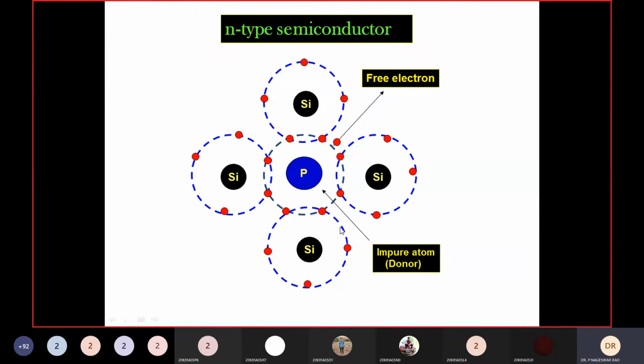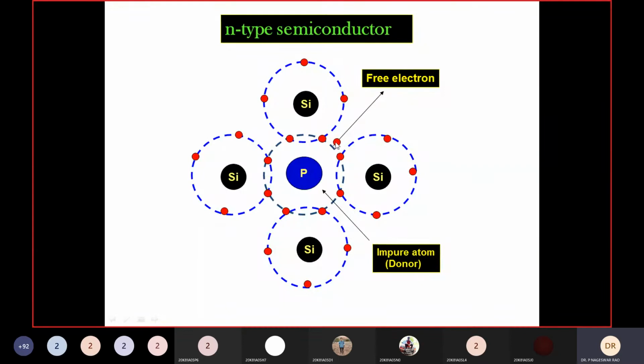That means phosphorus has 5 electrons, so the remaining 1 electron does not involve in bonding. This electron we will consider a free electron, also called the donor electron. It donates 1 electron. Each phosphorus atom donates 1 electron to the N-type semiconductor.